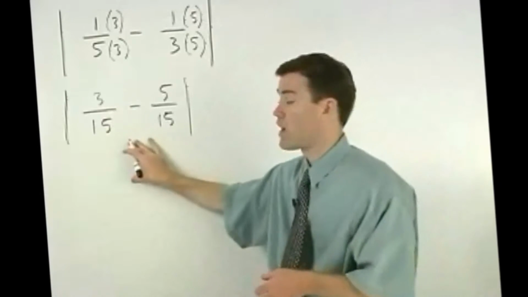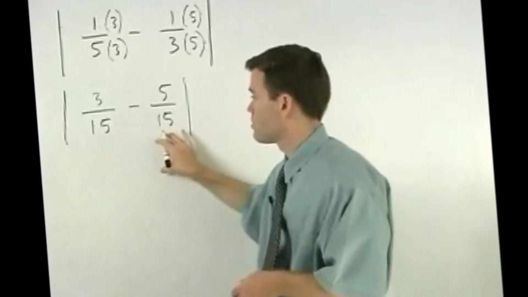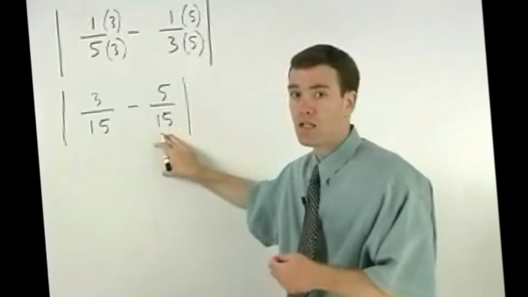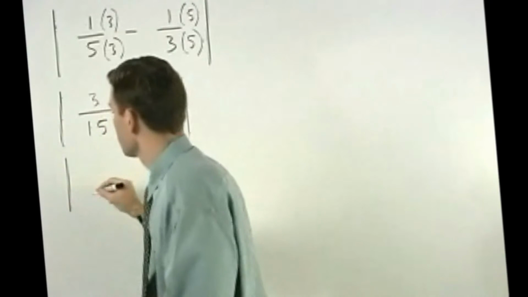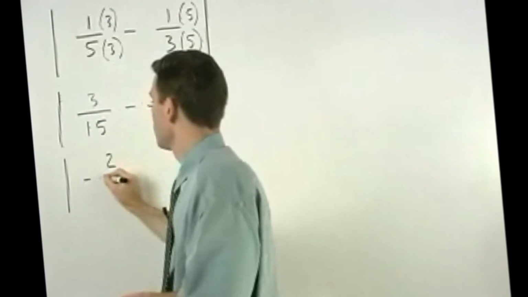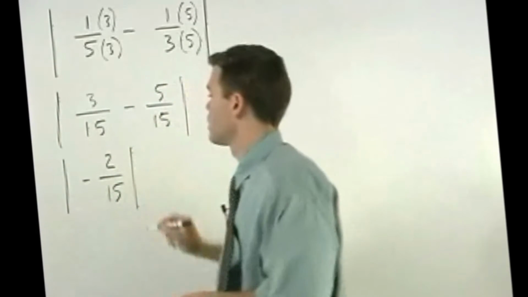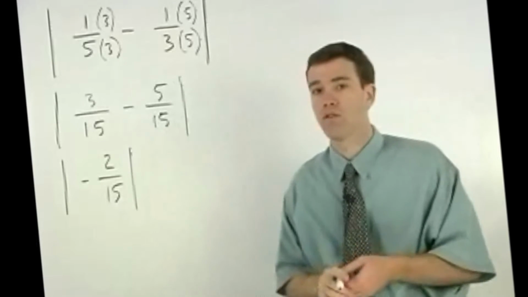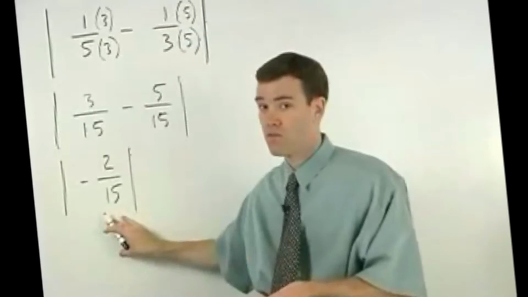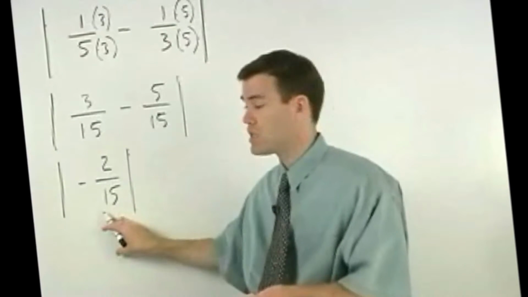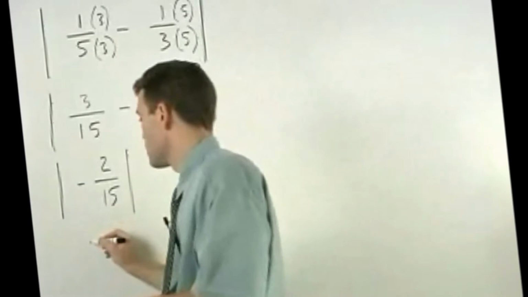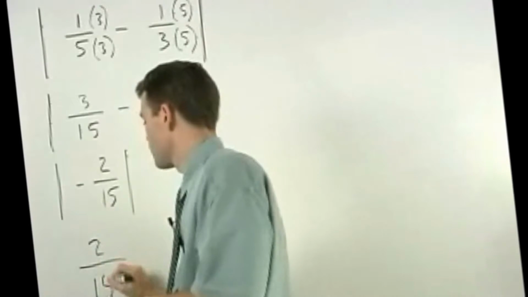Now we can subtract our fractions. 3/15 minus 5/15 is -2/15. So we have the absolute value of -2/15. And remember, the absolute value of a number is just the positive version of that number. So the absolute value of -2/15 is +2/15.